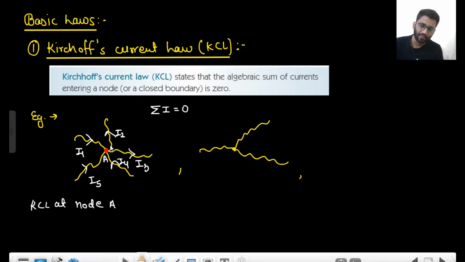Outgoing current as positive. What are the currents outgoing from node A? I2 is outgoing, plus I4 is I3. I3 current is going outward.